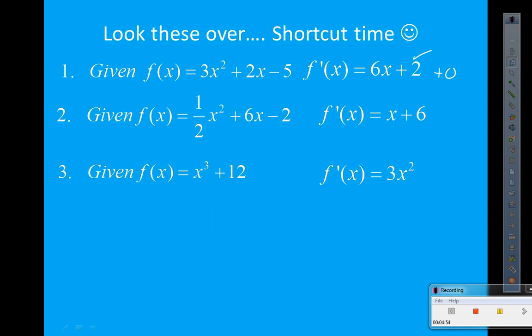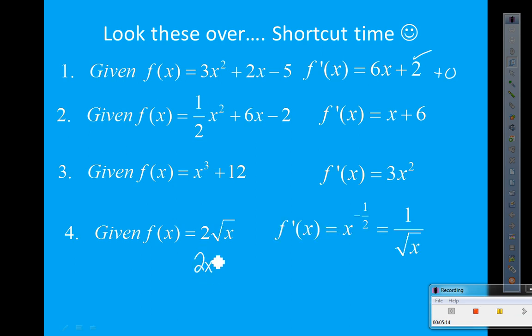Here's my fourth one. How about this, 2x to the 1/2, or 2 square root of x? You've done this problem on a quiz. Its derivative is 1 over the square root of x. Here's how come. I'm going to think of this as 2x to the 1/2.